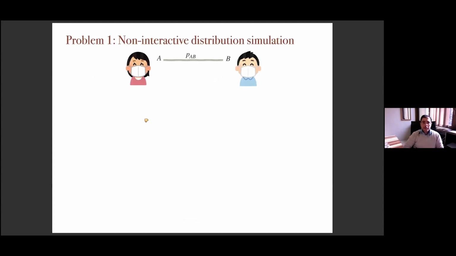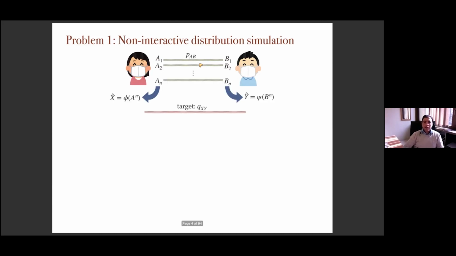The first problem is the problem of non-interactive distribution simulation. Here we have our celebrities, Alice and Bob, and they are shared with some bipartite distribution, P_AB. We assume that A goes to the Alice side and B goes to the Bob side. So Alice doesn't know what B is, and of course, Bob doesn't know what A is. Here we are assuming that Alice and Bob are shared with IID copies of this P_AB. So they don't have just a single copy, but n IID copies, where n is some arbitrary number. They can choose n as large as they want.